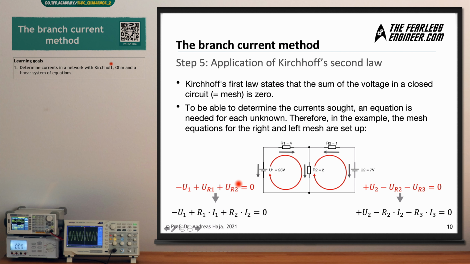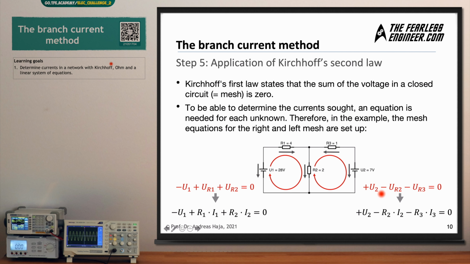Then fifth step, we're going to apply Kirchhoff's second law, which means the loop equation, which we are going to set up now. This law states that the sum of the voltages in a closed circuit, a mesh, is zero. We have talked about meshes before in a small video, meshes and branches and nodes, so if you're not sure what this means, you might want to check out this video. But here you can clearly see what's meant by the loop or the mesh in this network. We have a loop on the left, and we're going to count the voltage drops: minus U1 plus UR1 plus UR2 equals 0. That's this equation here. Then we are going to do the same for the right loop: plus U1 minus UR2 minus UR3 equals 0.